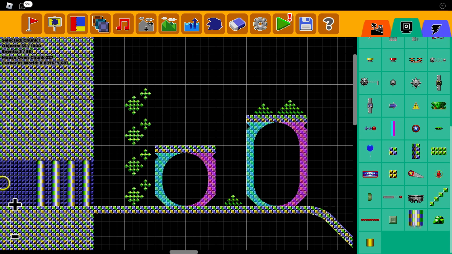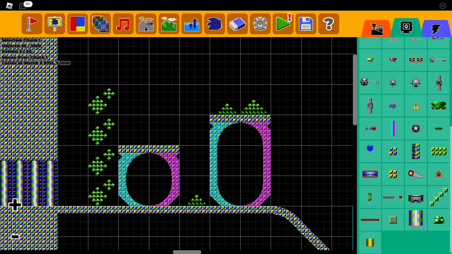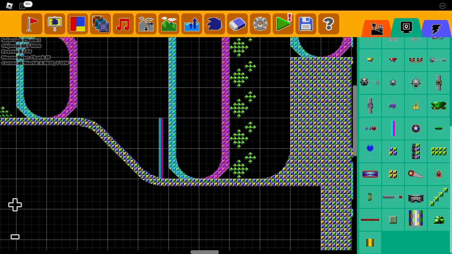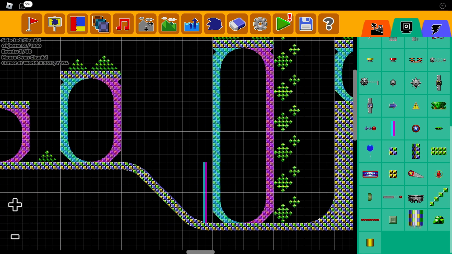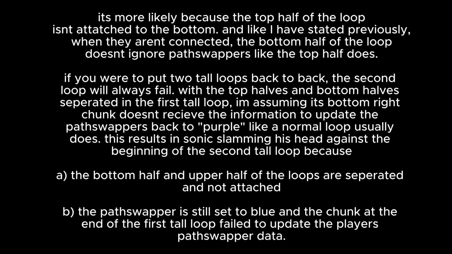Now that we know about pad swappers, we can move on to the loops. So basically, we got basic loops here. We have the normal loop, the tall loop, and the super tall loop. And remember, you gotta use pad swappers when you use very tall loops, because these two chunks aren't connected, so they don't act as a pad swapper.